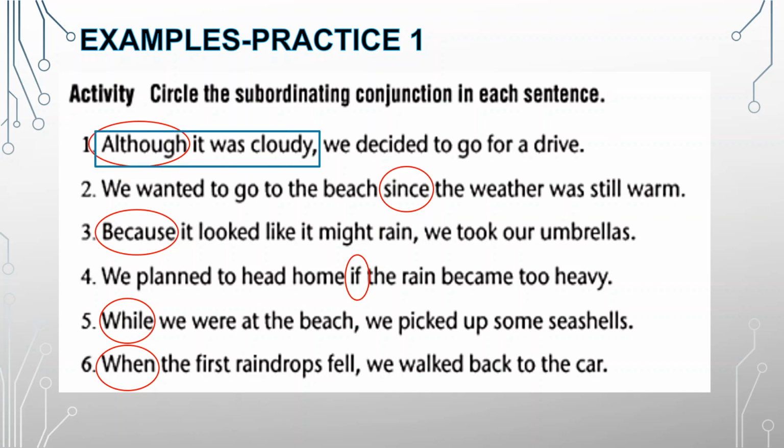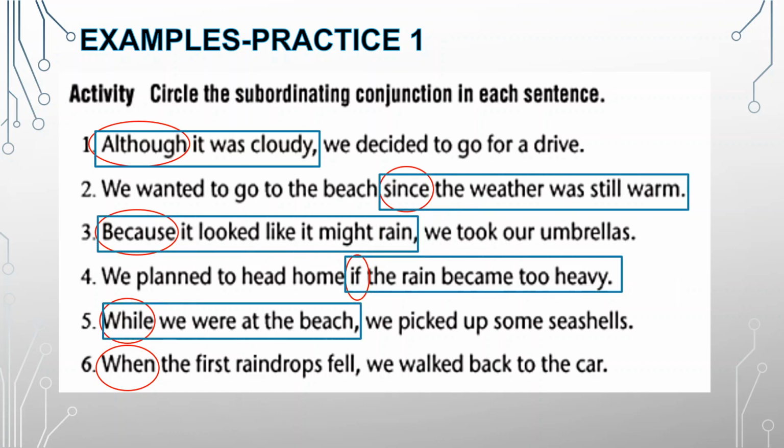Alright? So here are the following dependent clauses. So here are the words or group of words that cannot stand alone because of the subordinating conjunction. So we can read it then. Although it was cloudy. As you can see, although it was cloudy, it cannot stand alone because it doesn't make sense. Even if you repeat reading it all over again, it will not make sense because it needs more words to make it a complete thought. Alright? Since the weather was still warm, see, again, this is a dependent clause because it cannot stand alone.